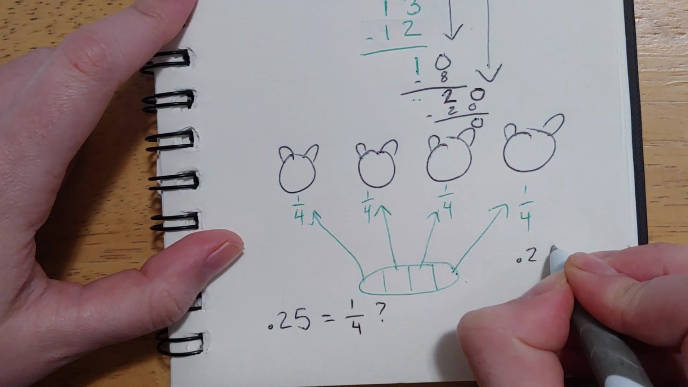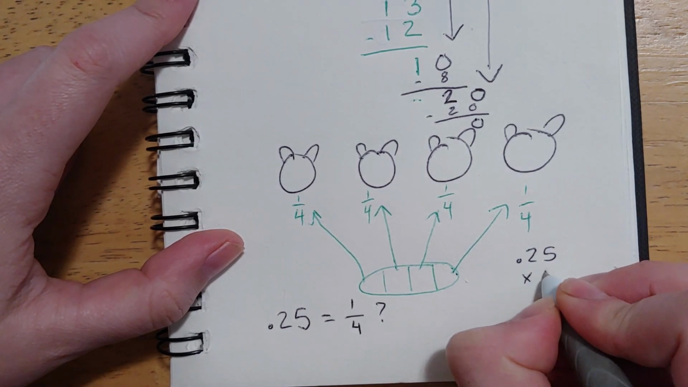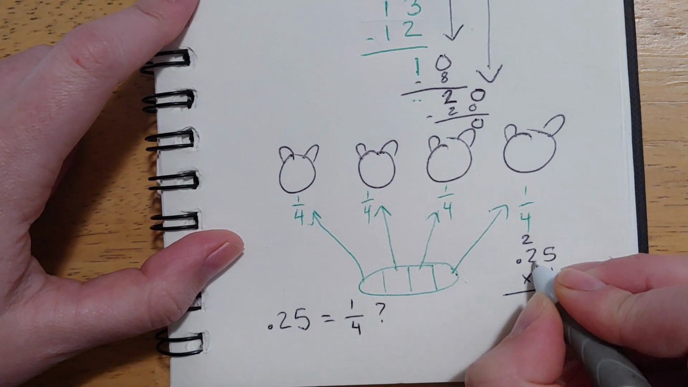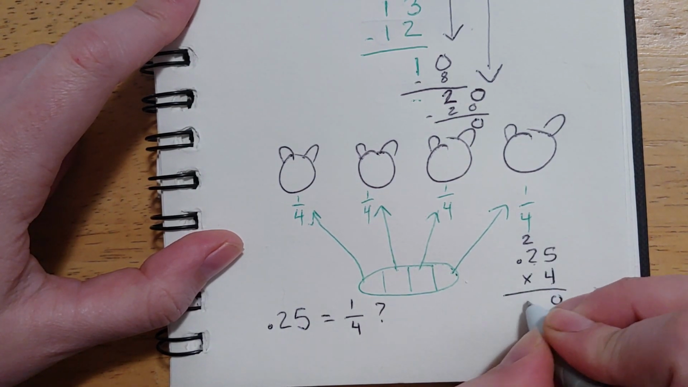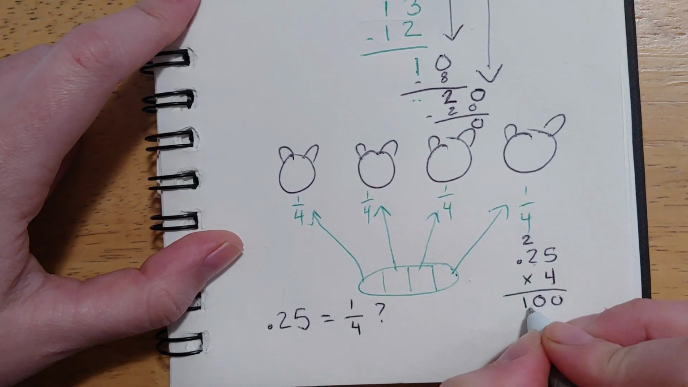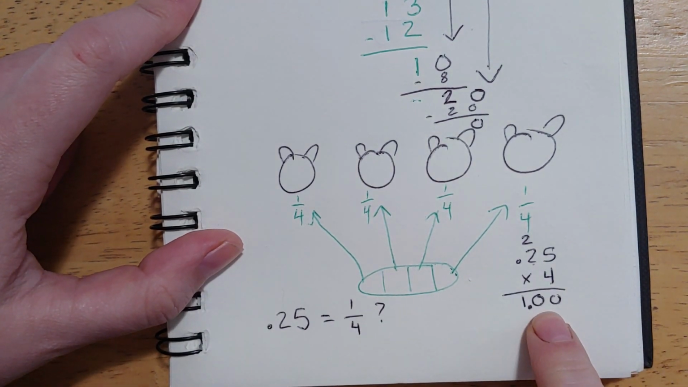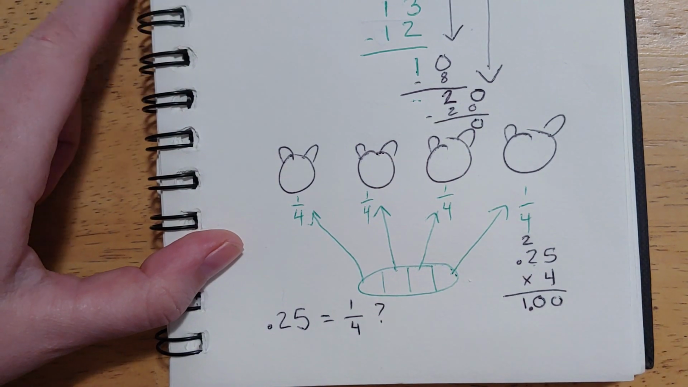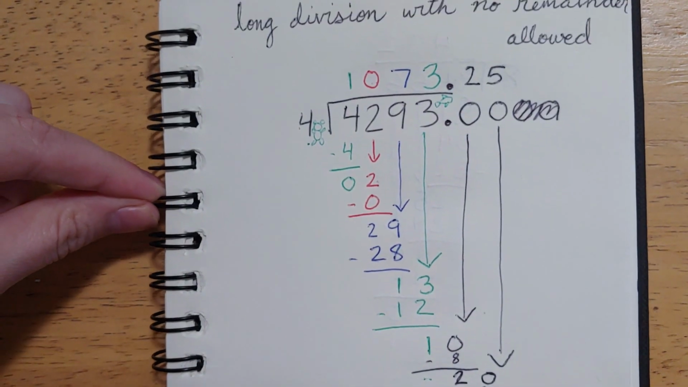Let's see, 25 hundredths times 4. 4 times 5 is 20. 4 times 2 is 8, plus 2 more is 10. Put down our decimal point. Oh, good, we got 1. So if you weren't sure if 25 hundredths was equal to 1/4, you could do this to check on it. Here we go.